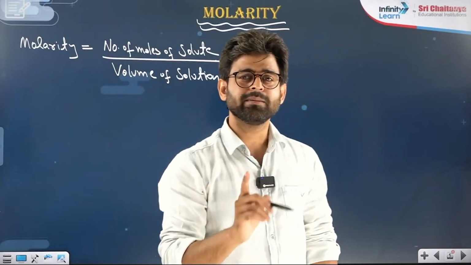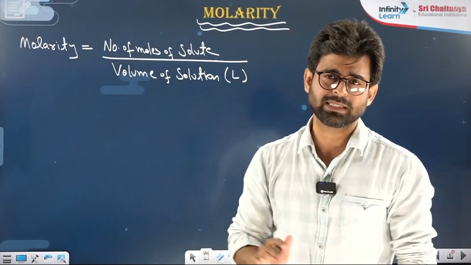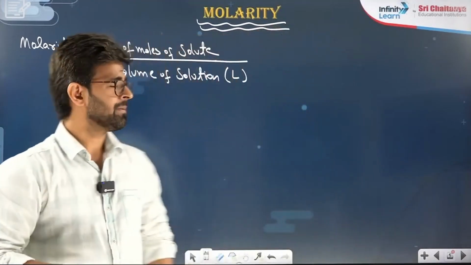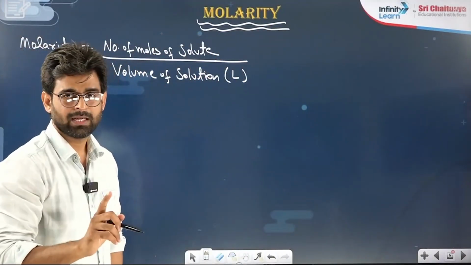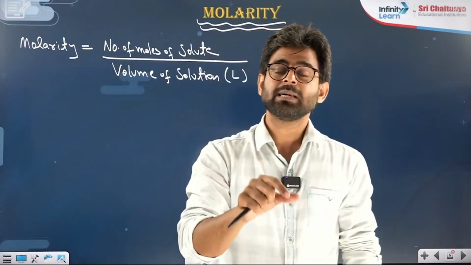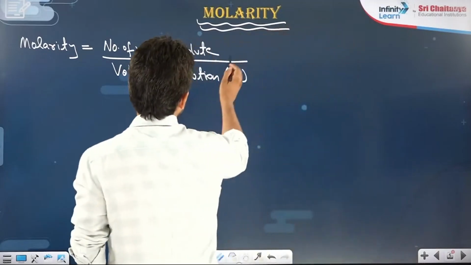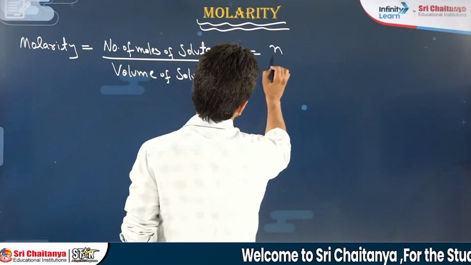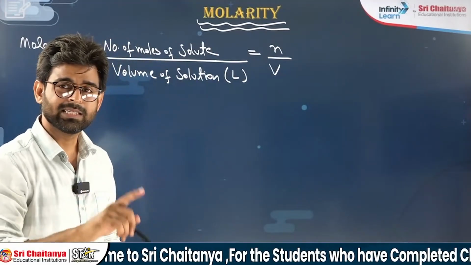The most important term is molarity. It will come in 8 to 9 chapters. Everywhere you will see it. Molarity is the number of moles of solute divided by volume of solution. Very simple. By definition, it is the number of moles per liter of solution. In short, it is n by V, but V must be in liter.